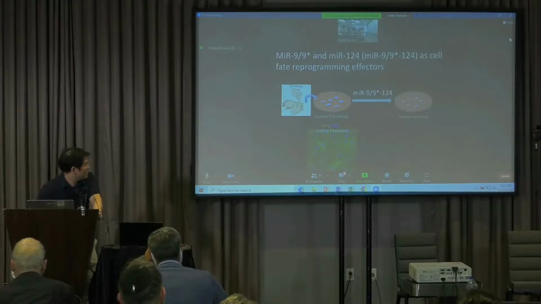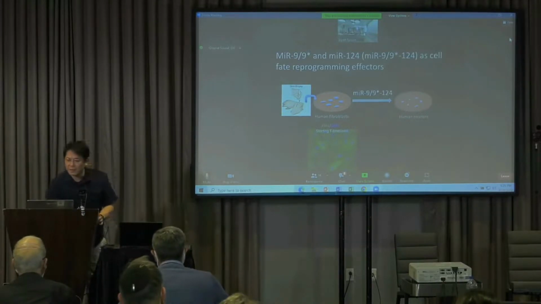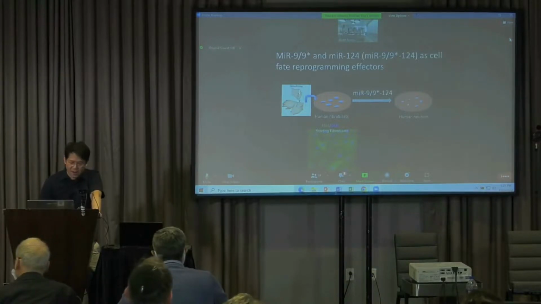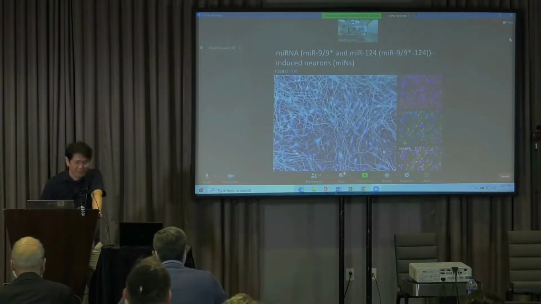Okay, hopefully you can see. So this is what the human fibroblasts look like. And when we topically introduce microRNAs into human fibroblasts, this is what happens to those cells. As you can see, now cells resemble neurons, with neuronal morphologies, and they start expressing markers of neurons, including MAP2.